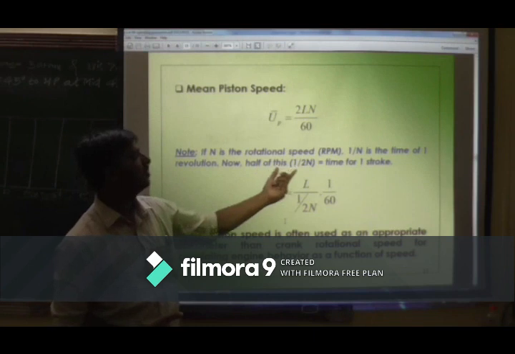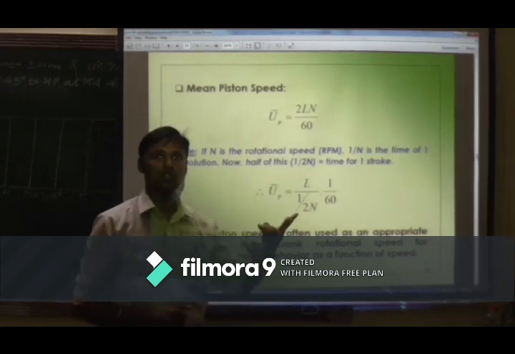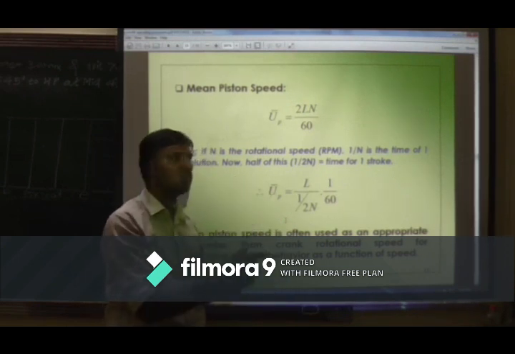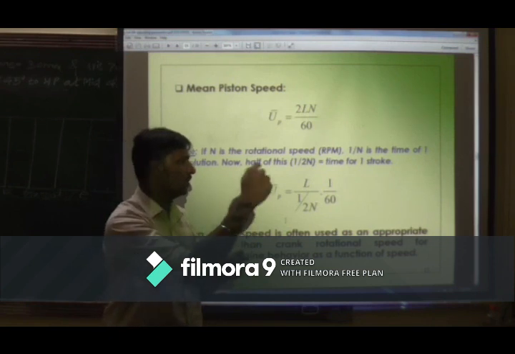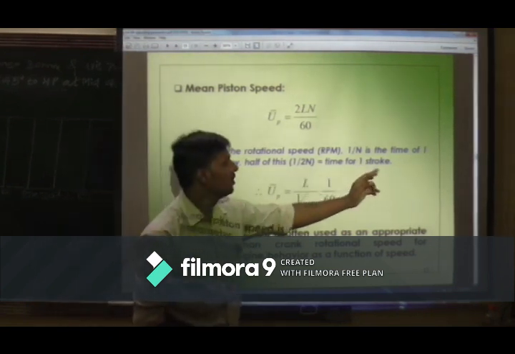Half of this is how much? 1 by 2n, that means for one stroke. One rotation means 2 strokes. For half rotation, there will be one stroke. That is the time for one stroke.